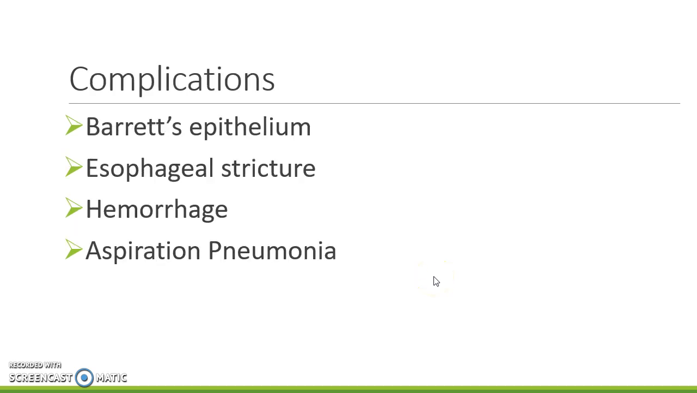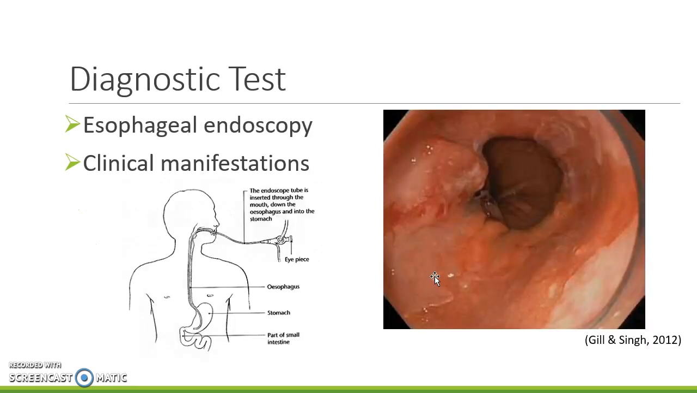Complications are Barrett's epithelium, which is a columnar-shaped epithelial tissue which lines the esophagus as indicated by healing, and they can be pre-malignant cells which have an increased association with cancer. Esophageal stricture also indicates healing but can lead to dysphagia.